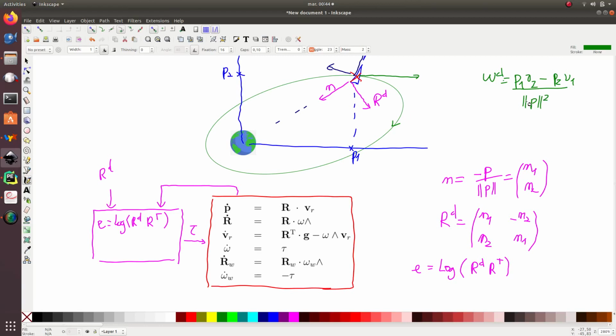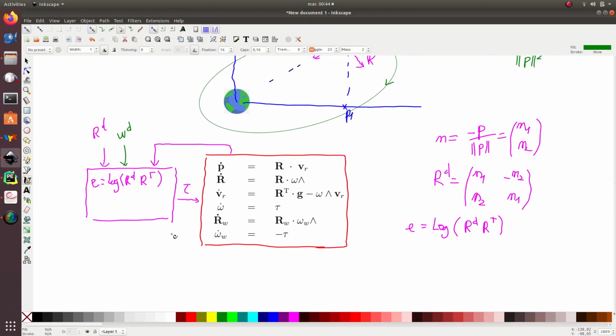So I put it here, and once I have this, I will be able to compute the torque. Here it is given by this formula. And for the torque, I will take a proportional and derivative control, which tells me that tau equals a coefficient K1 times E minus K2 multiplied by omega minus omega d. Okay.